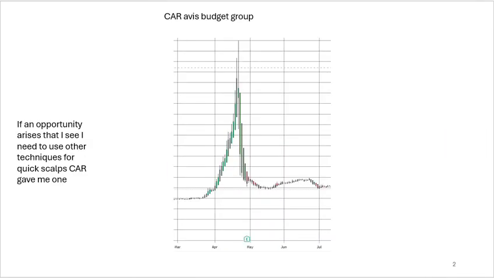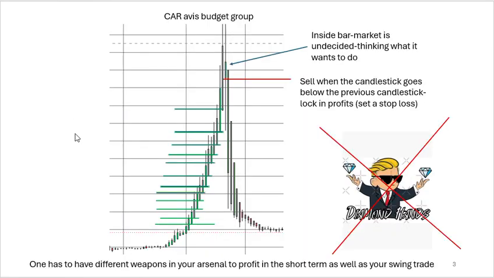So one trick I use is that here is a trade that I did for CAR, the Avis Budget Group, that happened in March to July. If an opportunity arises, I need to use other techniques for quick scalps, and here's a great example of how I do that. You'll see here that this is moving higher and higher, the price action. That was pinged in some of the things that I use to determine if the market's moving higher.